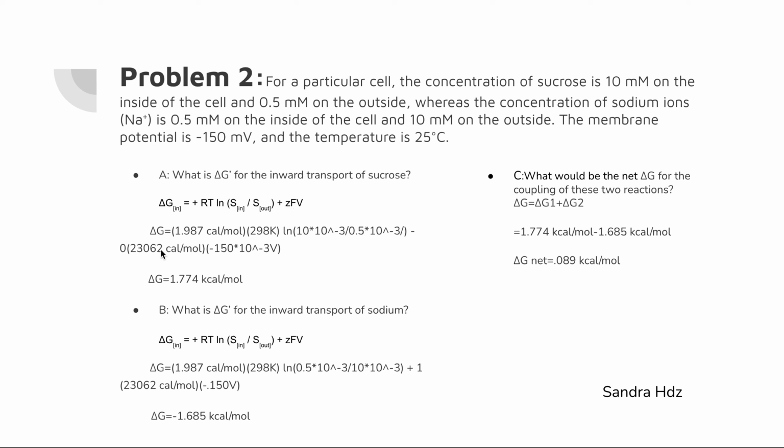F is another constant, 23062, and V is for volts. In this instance, it would be negative 150 millivolts. You would want to convert this to regular volts, so instead of negative 150 millivolts, it'd be negative 0.150. So let's plug in our numbers. R, 1.987, T, 298, times the logarithm function of 10 millimoles over 0.5 millimoles.